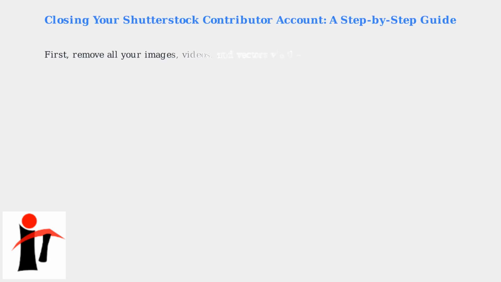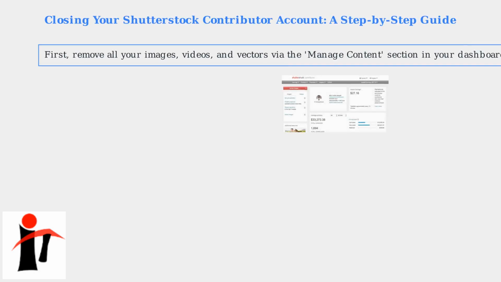So, you're ready to close your Shutterstock Contributor account. This involves three key steps: deleting your content, processing your final payout, and deactivating the account. First, remove all your images, videos, and vectors via the Manage Content section in your dashboard, where bulk deletion is possible. Remember that once deleted, content cannot be restored.